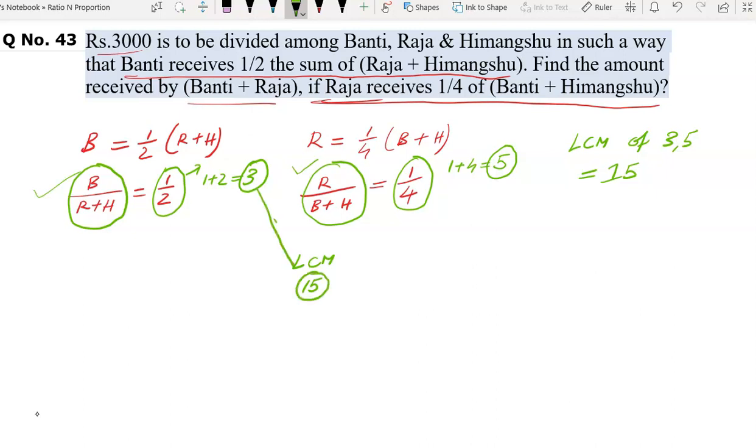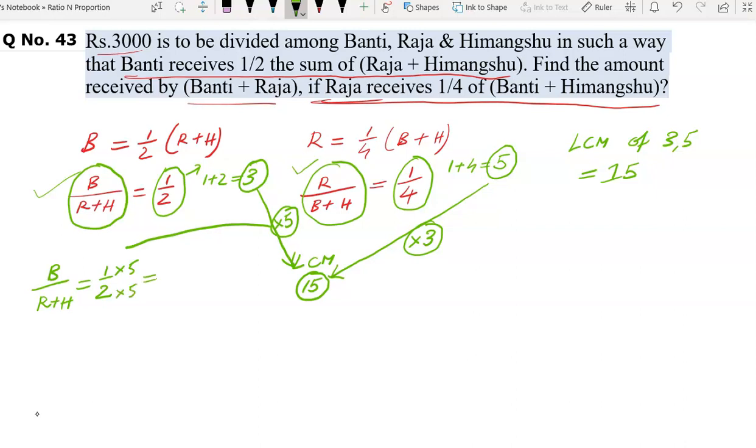Now 3 into 5 will give us 15, and 5 into 3 will give us 15. So we have to multiply this by 5 and this by 3. Now we have B upon R plus H is equal to 1 upon 2. So we will multiply both sides by 5: 1 into 5, 2 into 5. So we have 5 by 10, and here we have R upon B plus H is equal to 1 by 4.